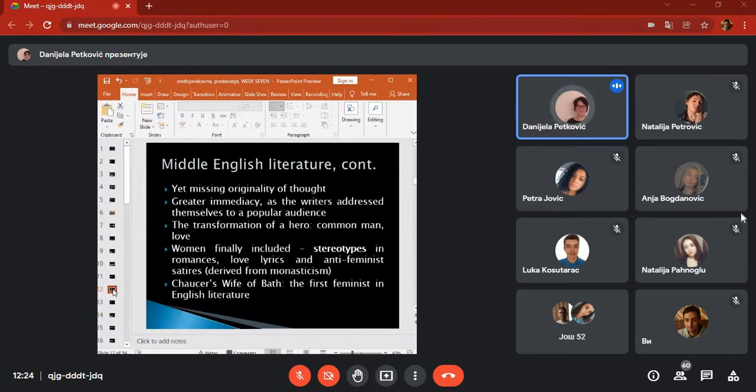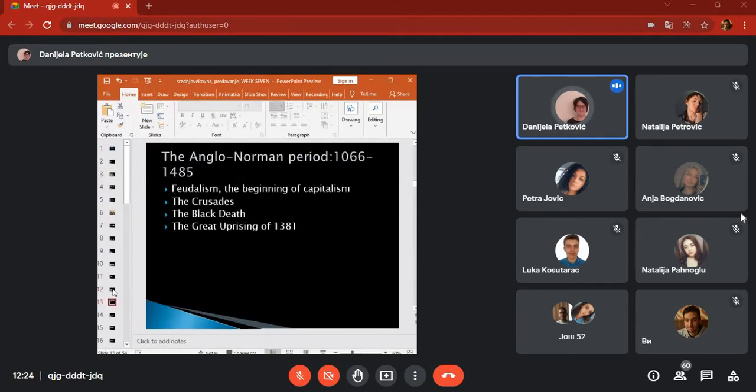And as I said, we finally get, in the 14th century in Canterbury Tales, the first feminist character in English literature, that is Wife of Bath, and you'll be reading Wife of Bath's Tale with me again in January, so next year.